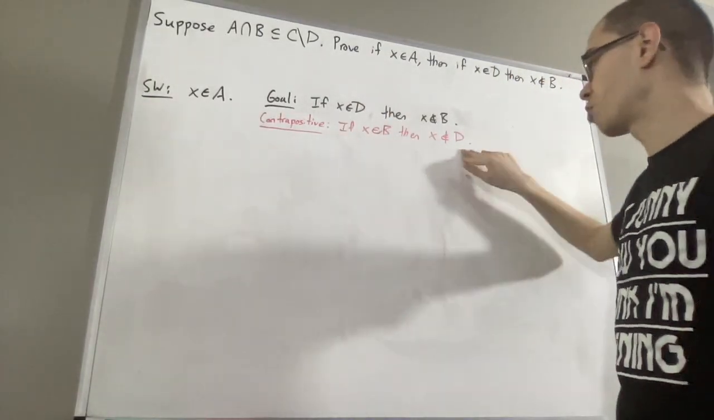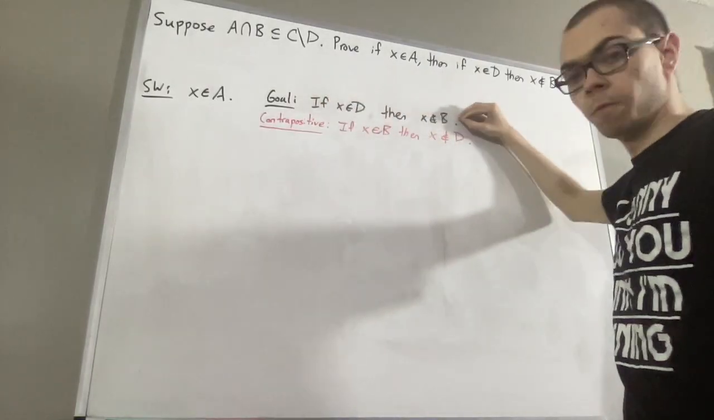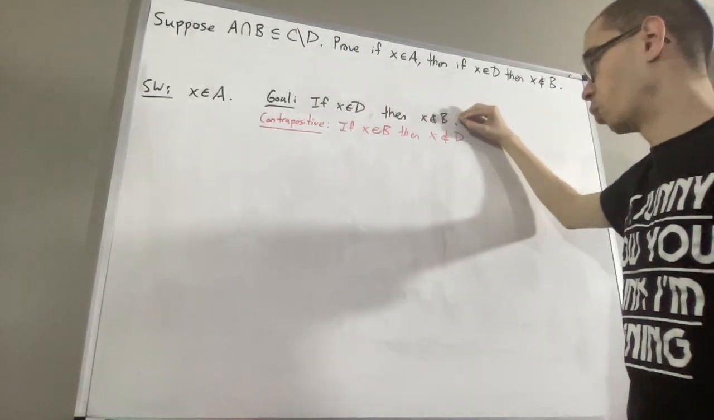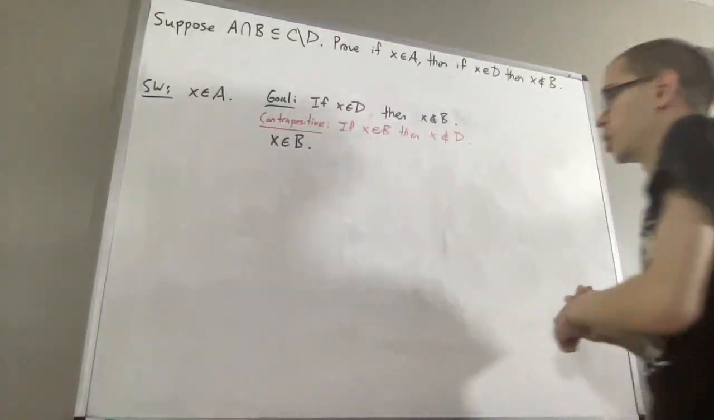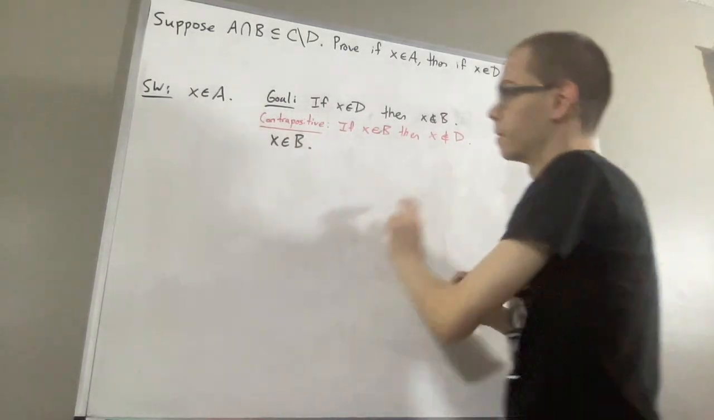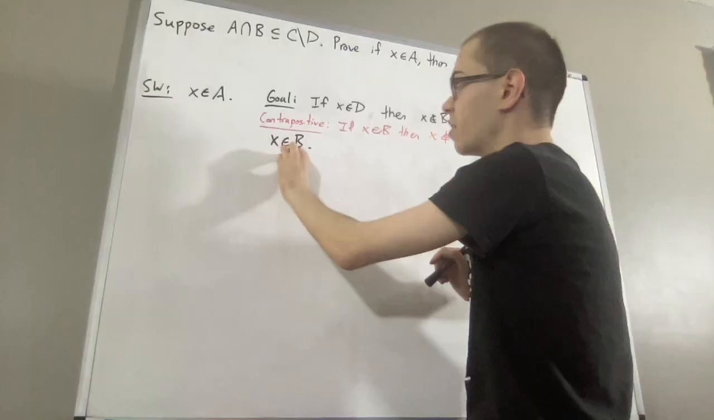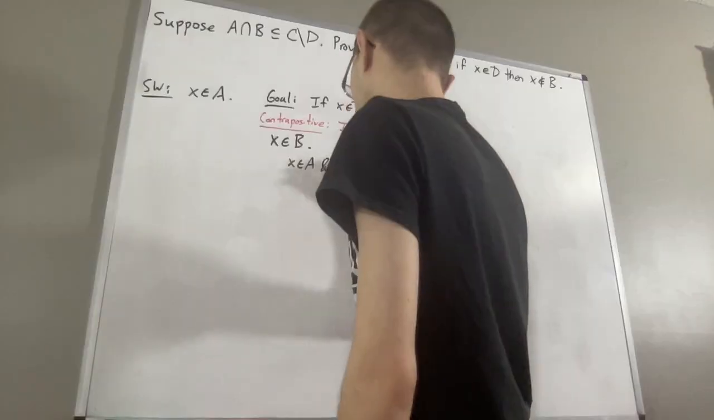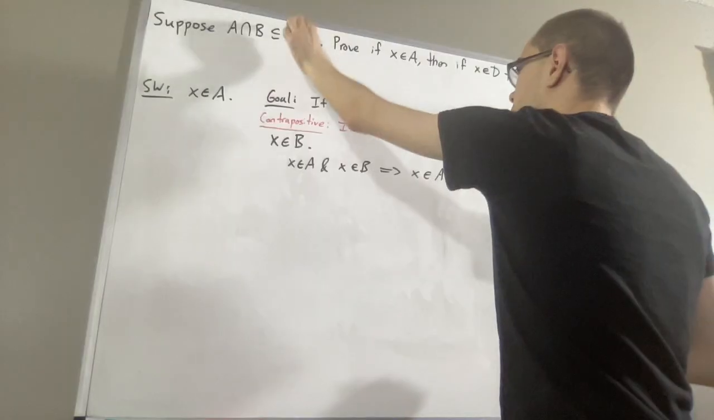So let's see if we could prove the contrapositive. Again, if we can prove the contrapositive, we know that this statement is logically equivalent to our goal. So if we prove this statement, that means we have proven our goal, which is what we want. So we'll make the assumption X is an element of B, and let's see if we can logically deduce that X is not an element of D. Well, let's see what we have here. We have X is an element of A and X is an element of B. So that tells us X must be an element of the intersection of A and B. But we know that the intersection of A and B is a subset of C set minus D.